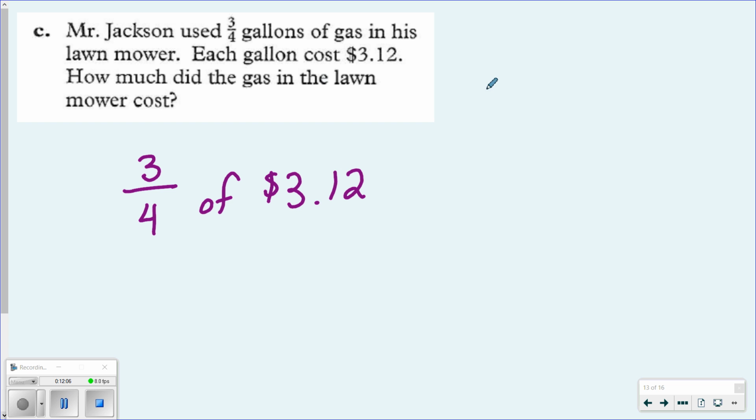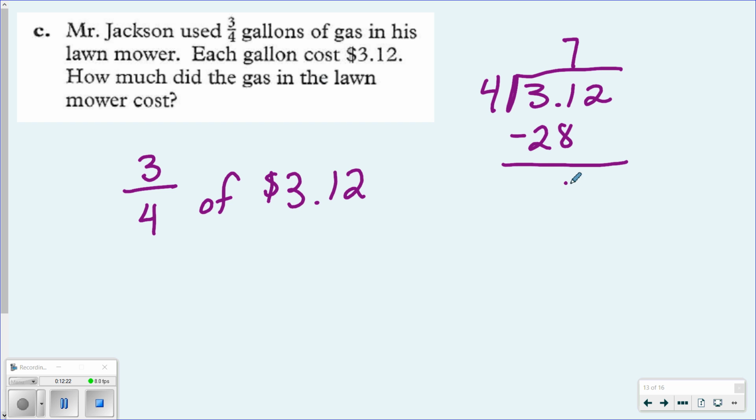So our first step is going to be, let's divide the total gallon price into each little piece. How many times will 4 go into 31? That'll be 7 times. 4 times 7 is 28. Leaves me 3 left over. Bring down the 2. 4 will go into 32 8 times. We're going to bring up our decimal. So 1/4 of a gallon is 78 cents.